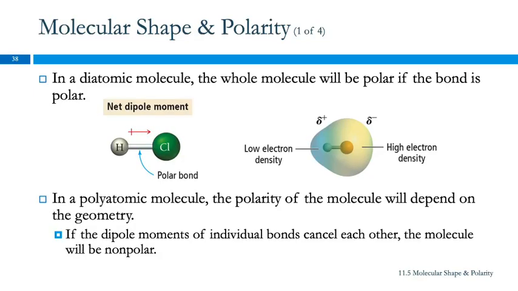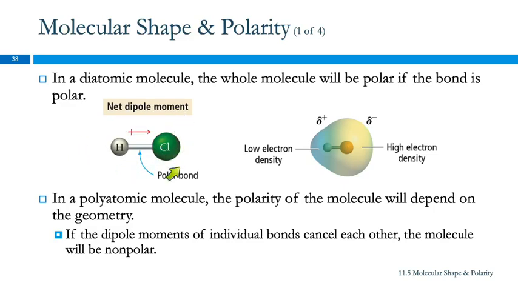Okay, so we've talked about polar bonds and nonpolar bonds and ionic bonds. And now we're going to talk about the entire molecule. If you have a diatomic molecule, there's only one bond, and so things are pretty simple. If the bond is polar, then the molecule is polar. So the example here is hydrogen chloride.